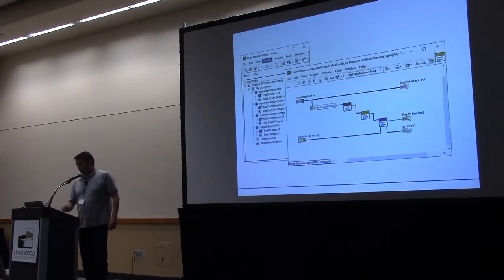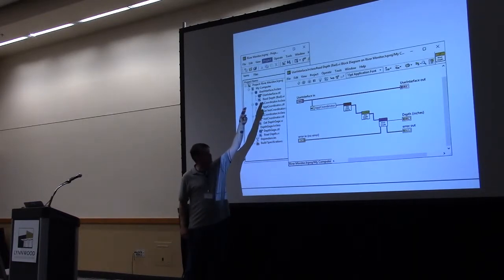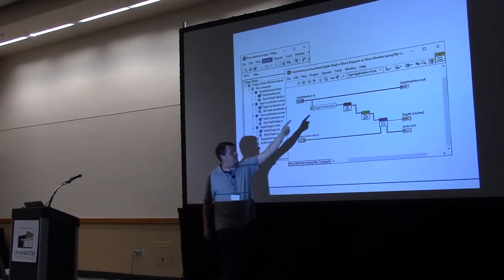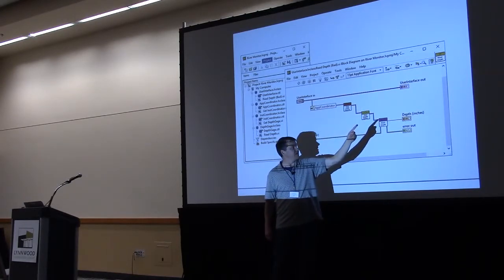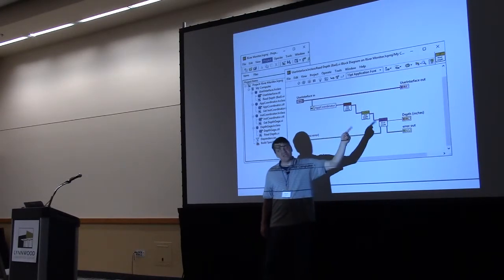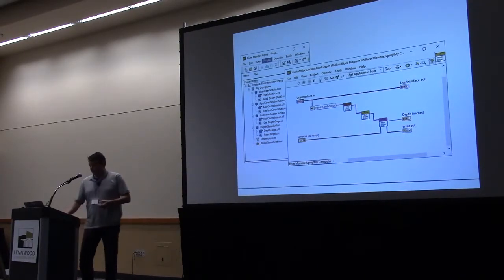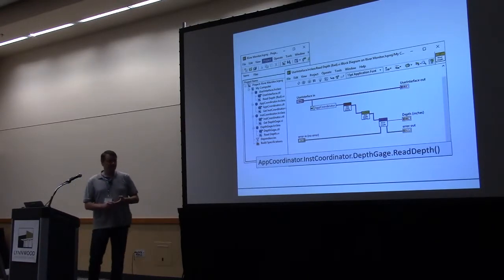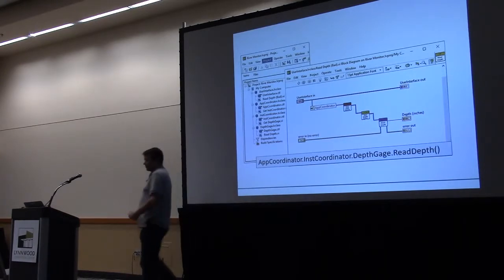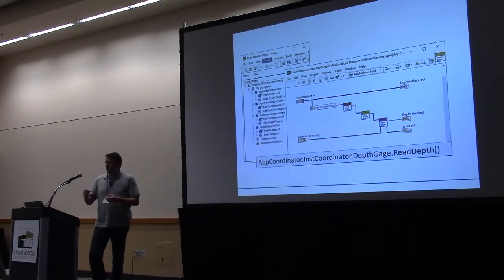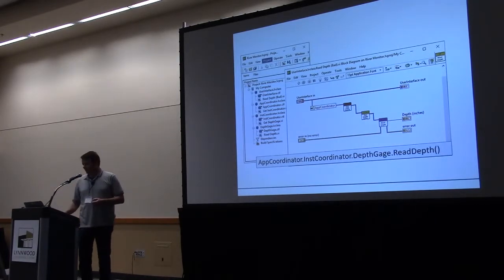So within my user interface read depth VI, you can see here's my accessor. I'm pulling out an object, another accessor. This brings out my depth gauge, and I can read the depth. Okay, that's one way to solve that problem. If you're familiar with text languages, it's roughly equivalent to this kind of dot notation, where we are returning objects and returning objects and returning objects until we get to the object that has the information that we want.